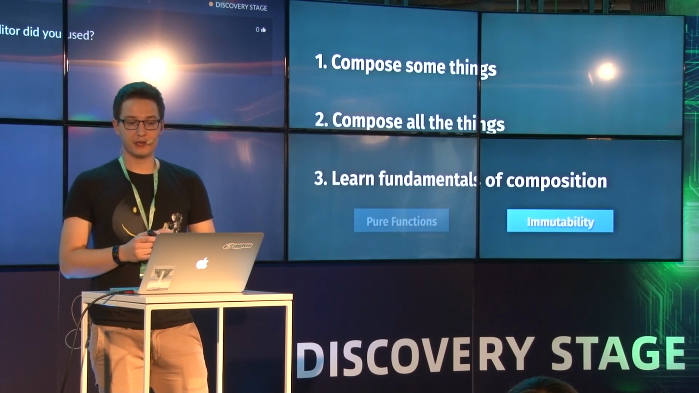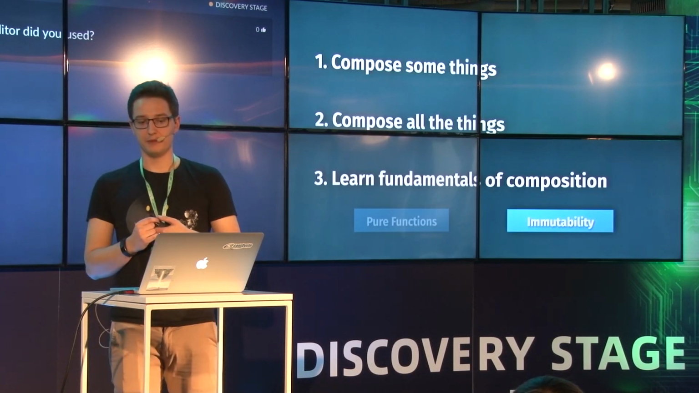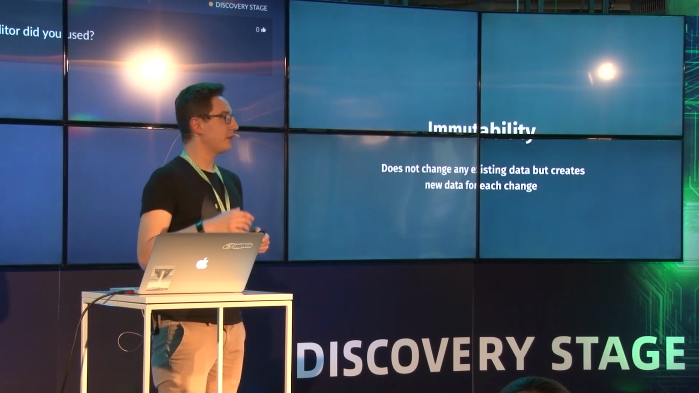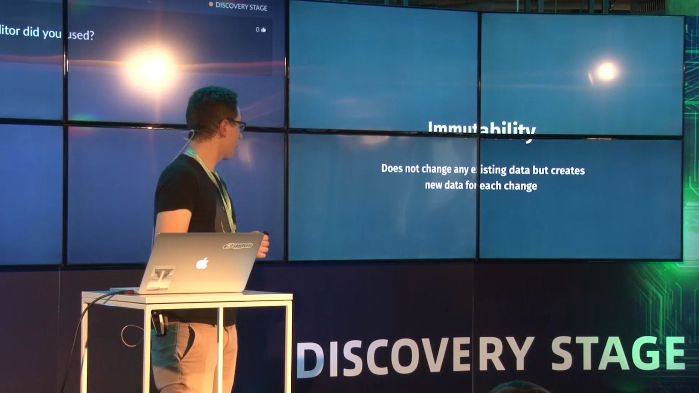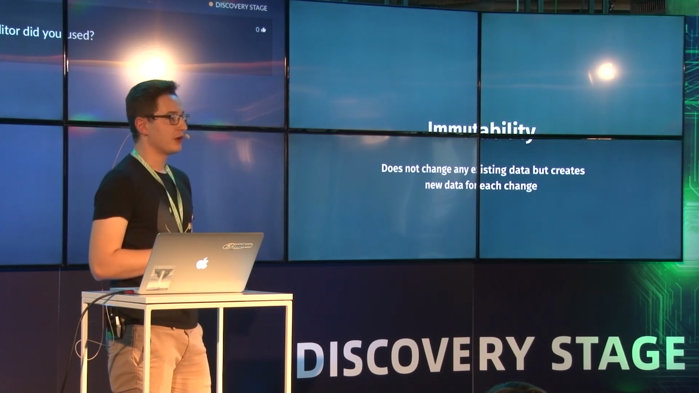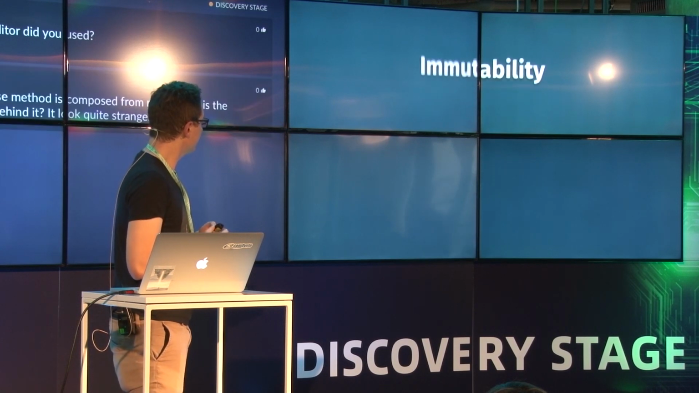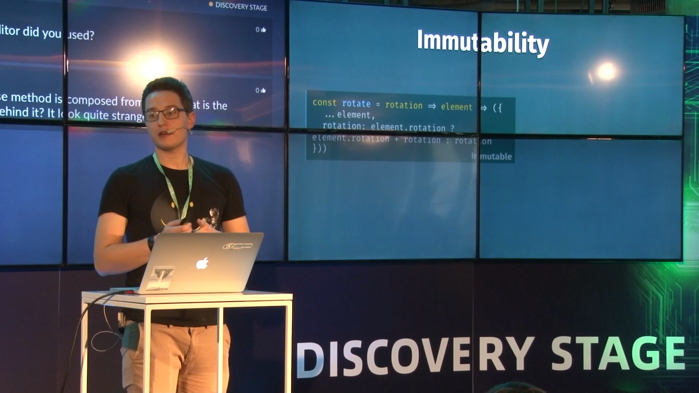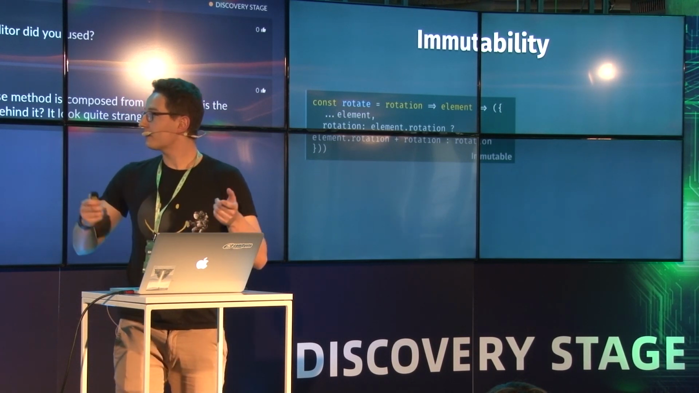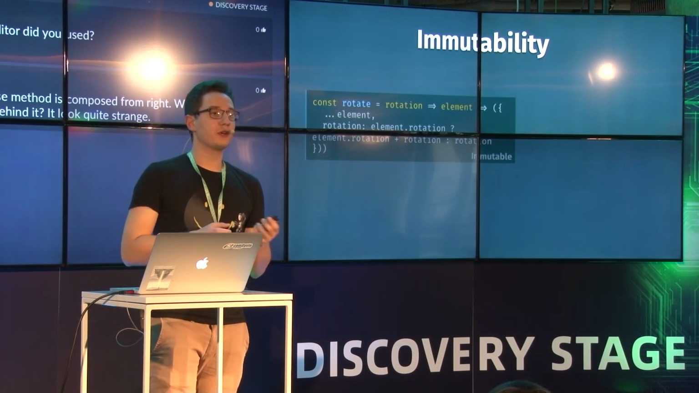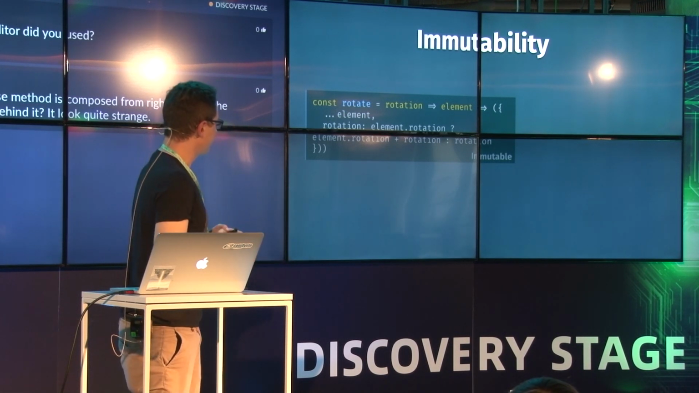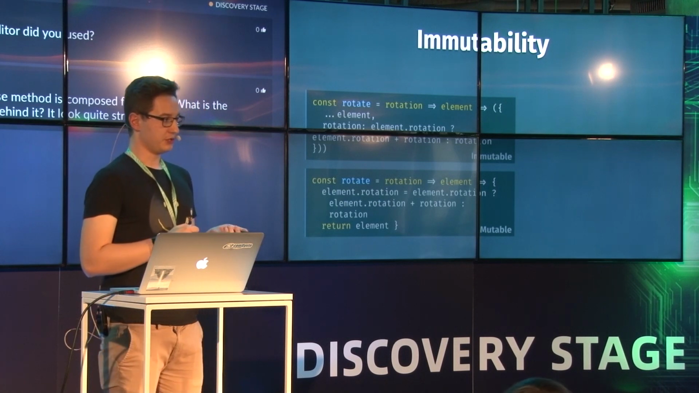A second important fundamental of composition is immutability. Immutability means that if any parameter gets passed into your method or your function, you do not change that parameter. Instead, you create a new object. Here's the immutable version of the rotate function of my graphics library. It expects a rotation and an element, copying over all the contents of the element, and then changing only the rotation. And that is the mutable version of it.